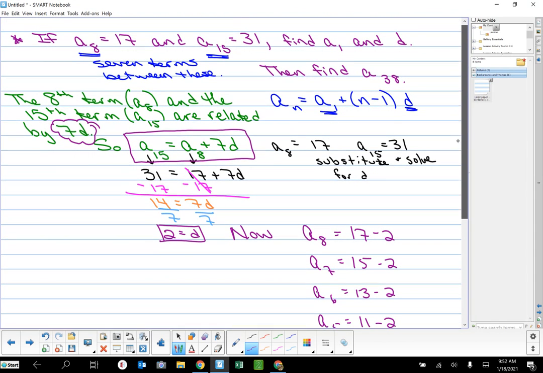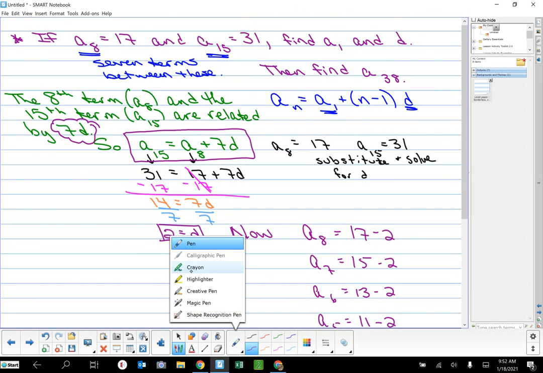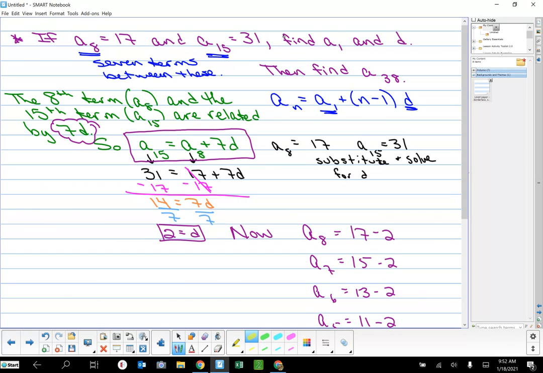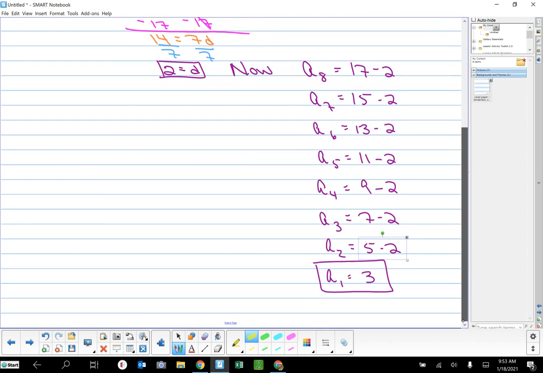And those were the first 2 things that were supposed to happen, right? Going back to the very beginning, find a sub 1 and d. We've done both of those things. We now have d and a sub 1.